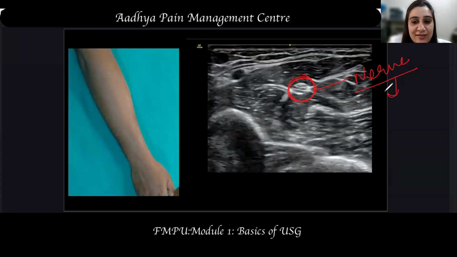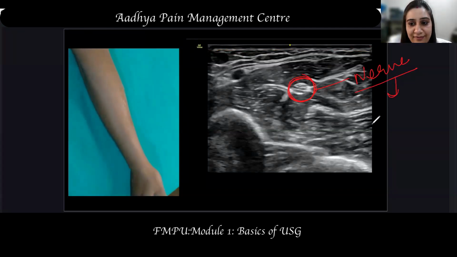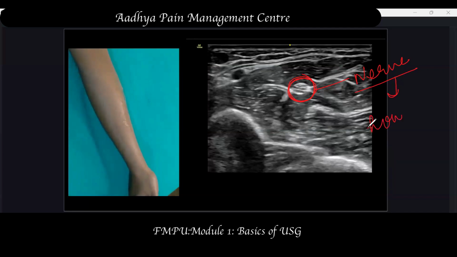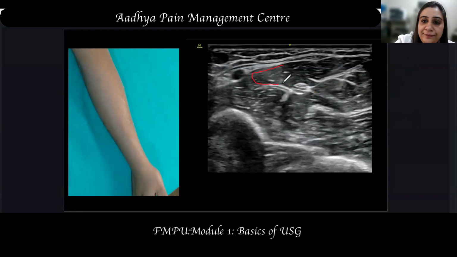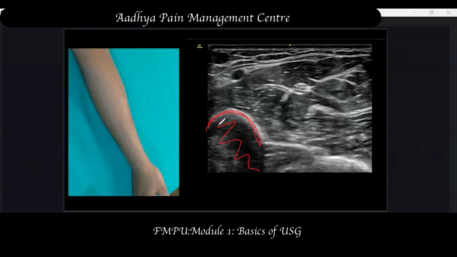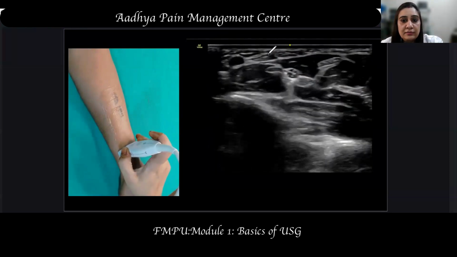So a nerve in the short axis, what kind of appearance will it have? Honeycomb appearance. Very good. And if this is a muscle, now this structure which we are seeing, what is this? It is casting an acoustic shadow. Fold. Are you able to see this structure nicely?